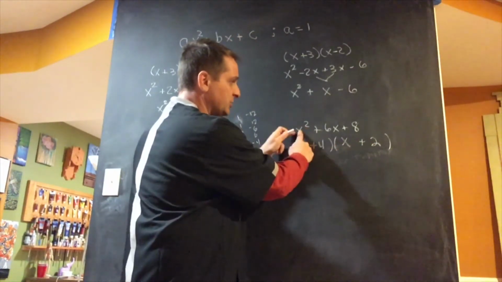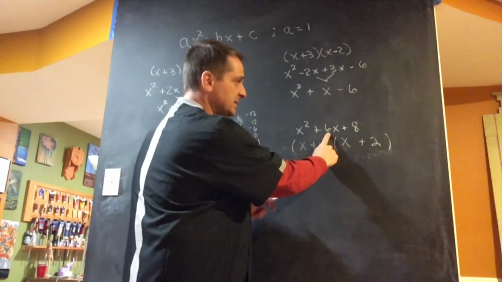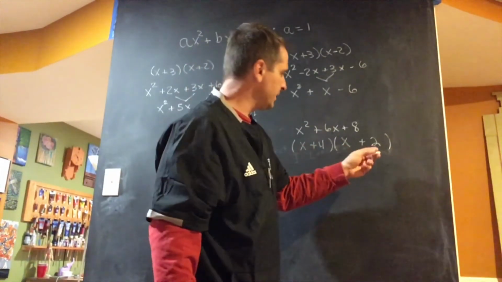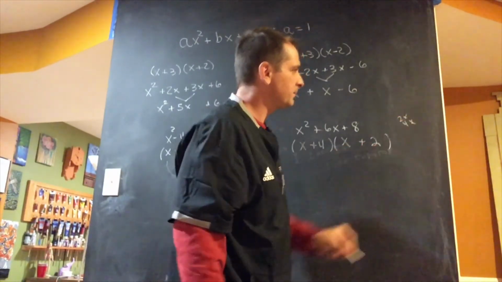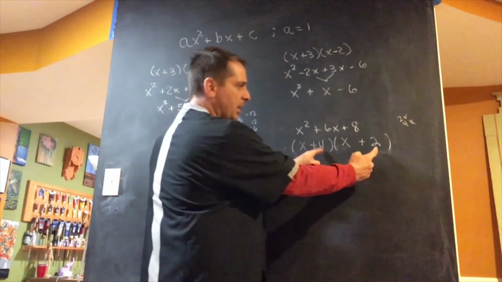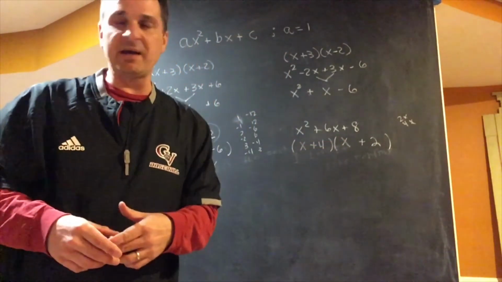x times x is x squared. My outers are 2x, and 4x gives me 6x. And remember, in class, we did this a lot of times. When we do our outers and inners, we just kind of jotted them off to the side. 6x, and then positive 4 times positive 2 gives you positive 8.